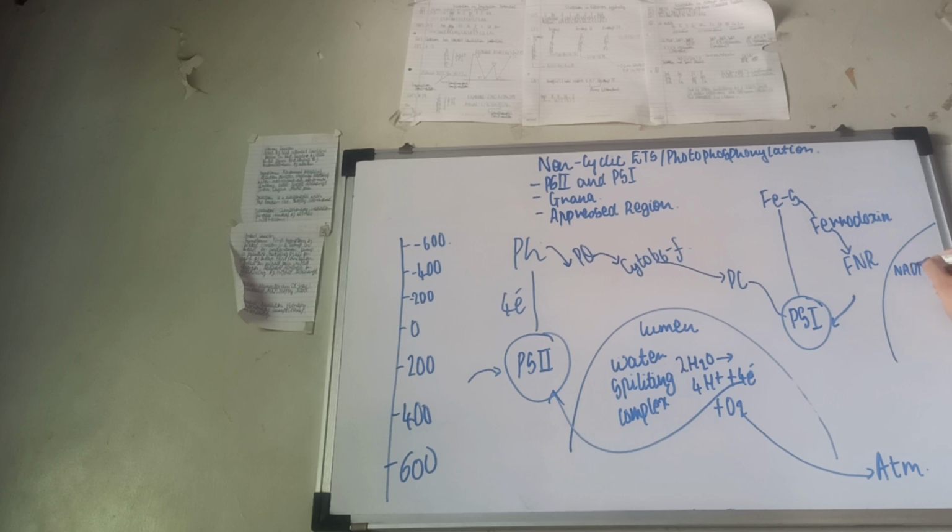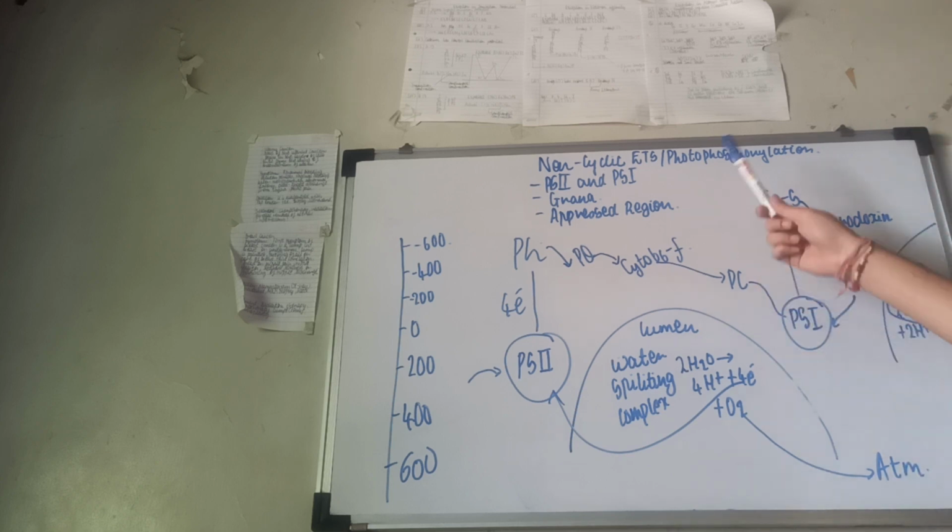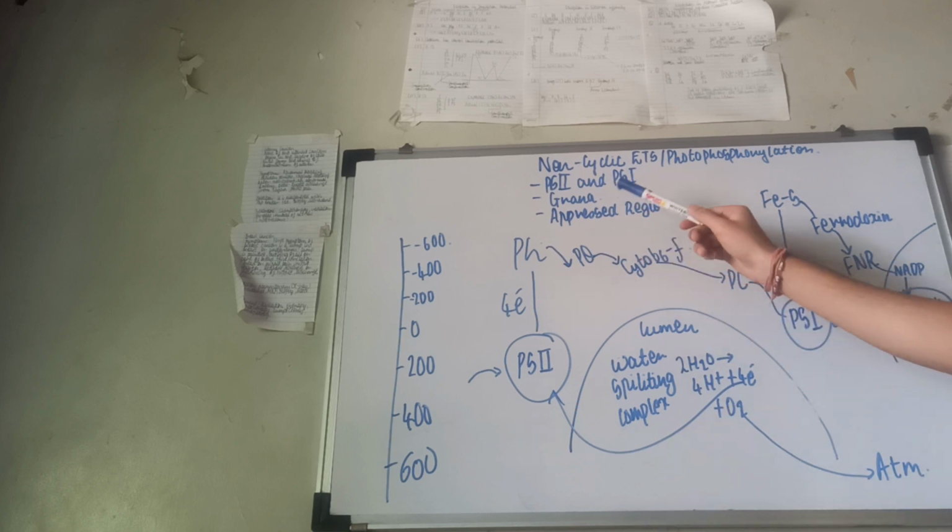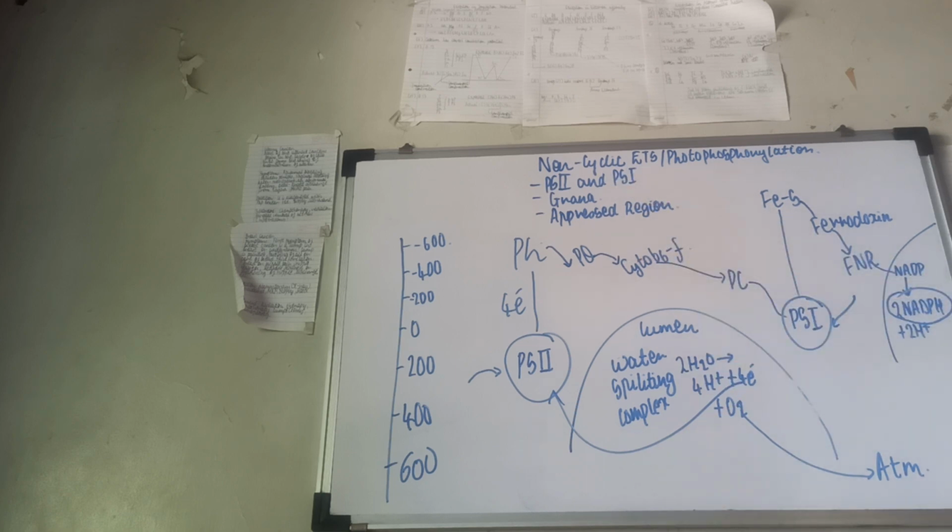NADP gives rise to 2 NADPH plus 2H plus. You can see 2 NADPH is formed in the stroma. So let's revise the cycle again. So non-cyclic ETS, photophosphorylation, PS2, PS1 in the grana, appressed region.